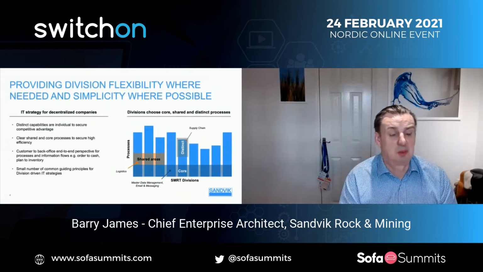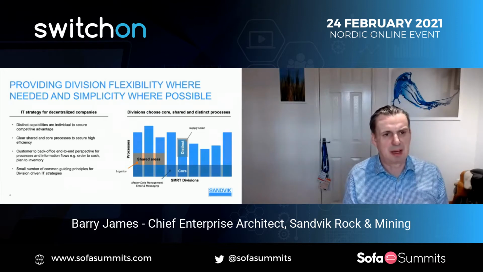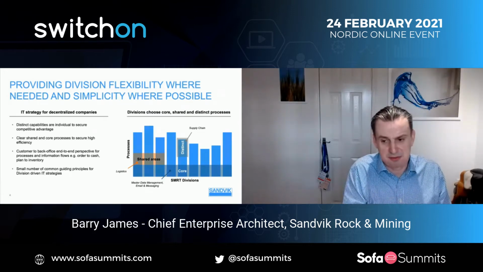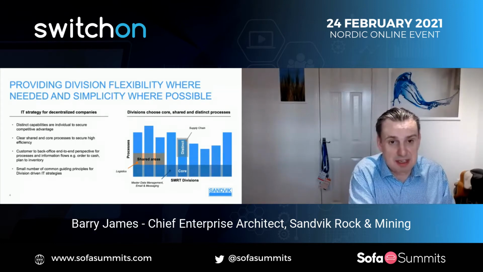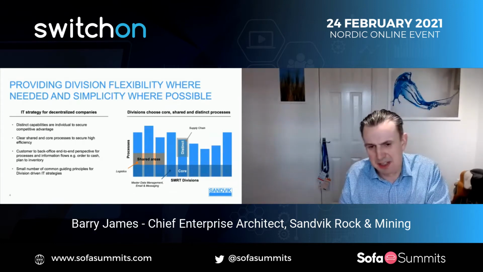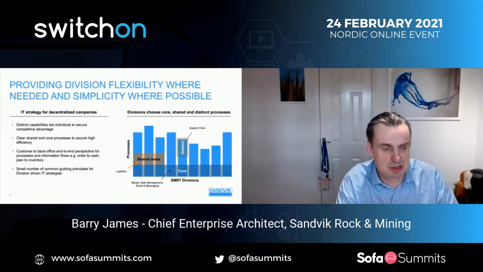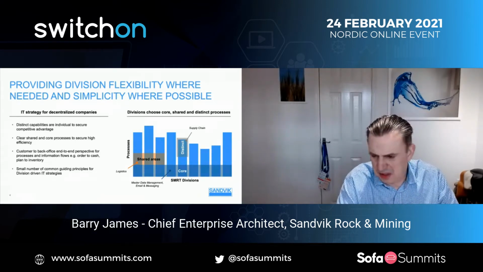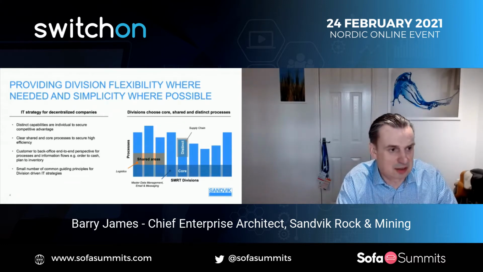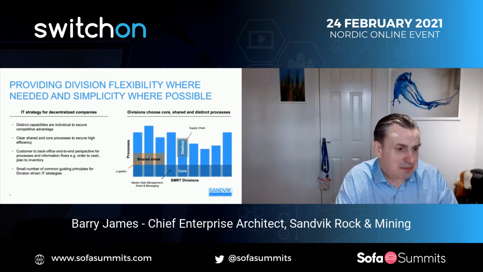How do we do this and what's it achieving? So really, it's about providing flexibility for our divisions, for their decentralized decision making so they can be agile, but also simplifying where we can to get those synergies and to support our customers in the best way. So we looked at other organizations, we spoke to analysts, and we looked at actually how do other decentralized organizations do this? What do their strategies look like?